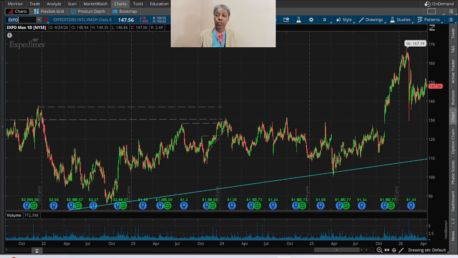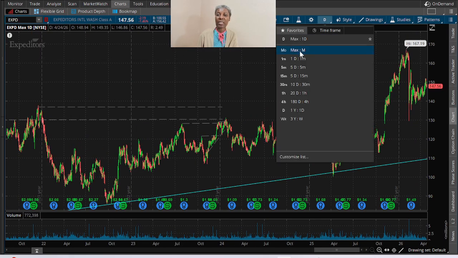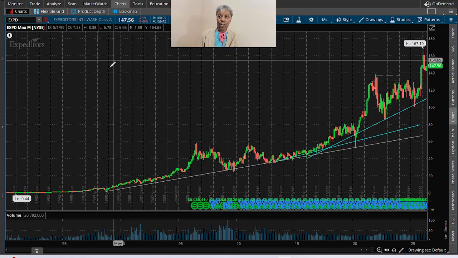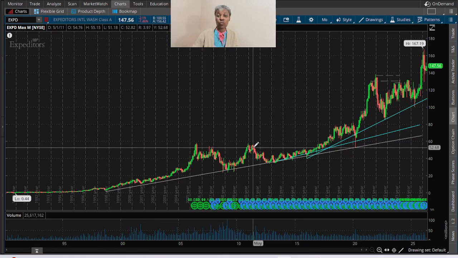So when we are looking at EXPD, I would like to go to the maximum monthly chart so that I can see multiple years of the chart in front of me, and that allows me to see the overall trend of that company's stock. I'm looking for growth stock, growth in the trend. So I want growth at the valley and I want growth at the peak of the mountain as well.